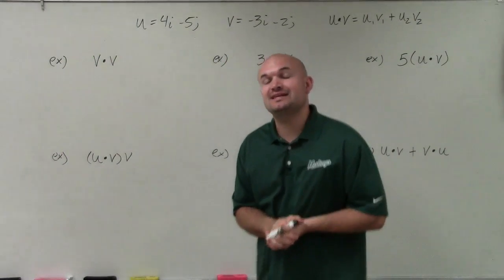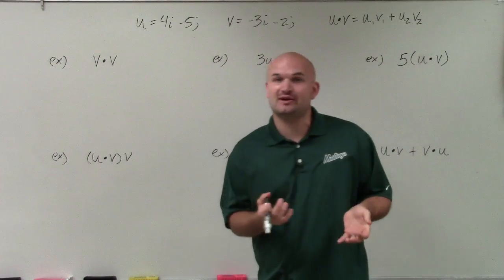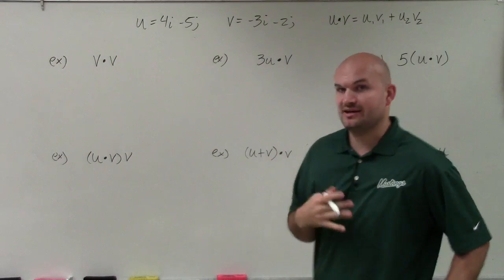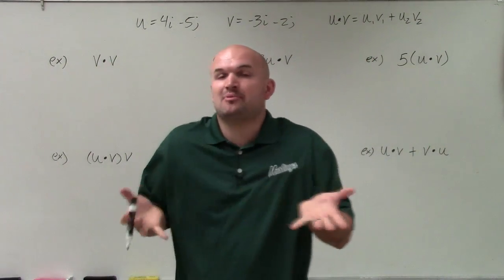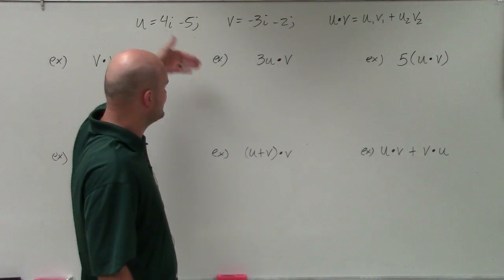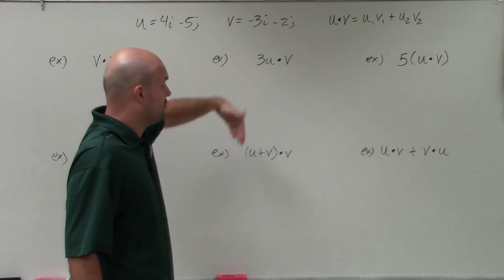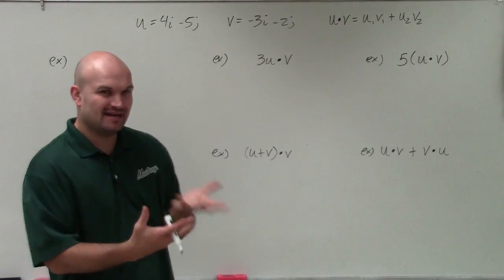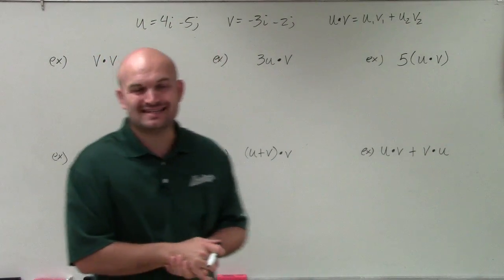Welcome, ladies and gentlemen. What I'd like to do is show you how to apply operations when they involve the dot product. We already covered finding the dot product between two vectors. But what if we add some additional operations, like multiplying by a scalar, or adding before we do that? It's just a little extension of applying the dot product.